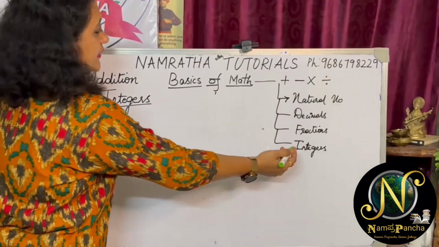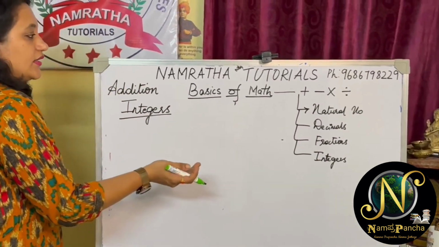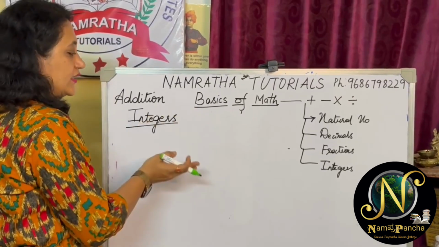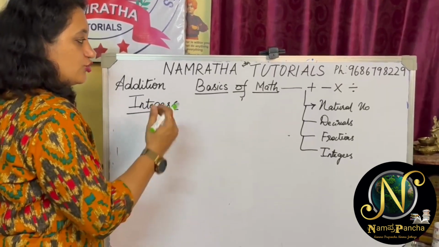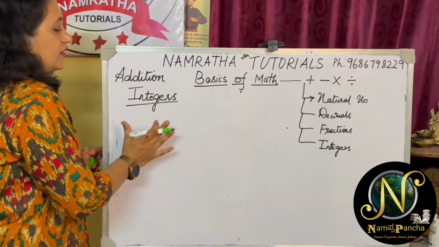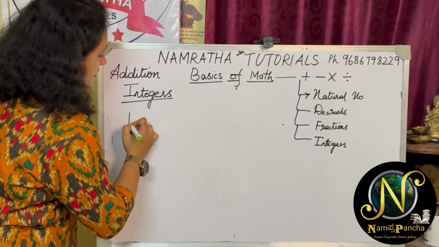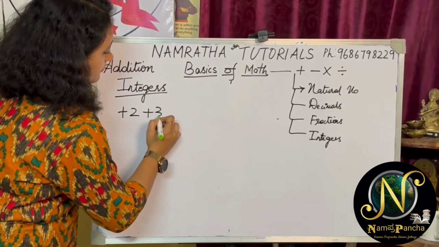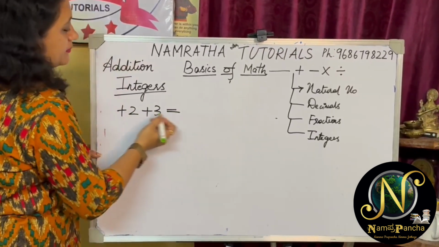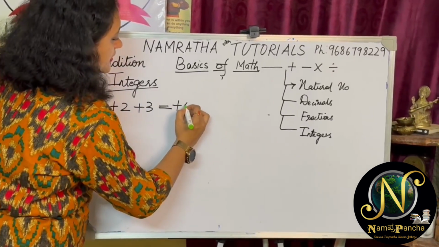The next one is integers. What does integer contain? They contain both positive, negative numbers and zero as well. I will show you 3 examples. For example, while adding two positive numbers, plus 2 plus 3. Both are positive. So it is very simple. 2 plus 3 we will add and write plus 5.